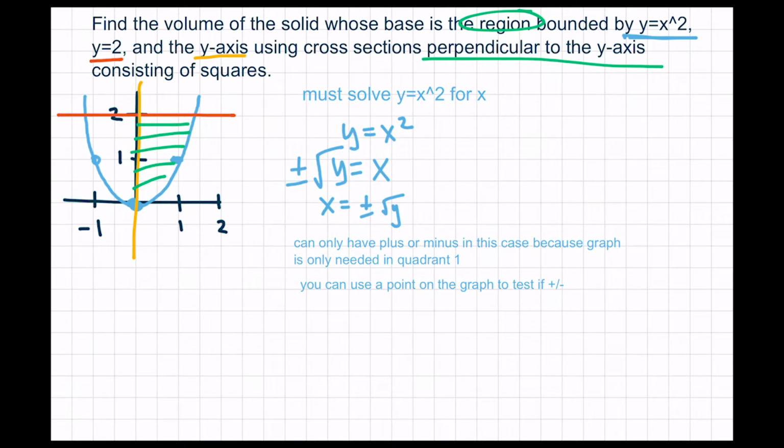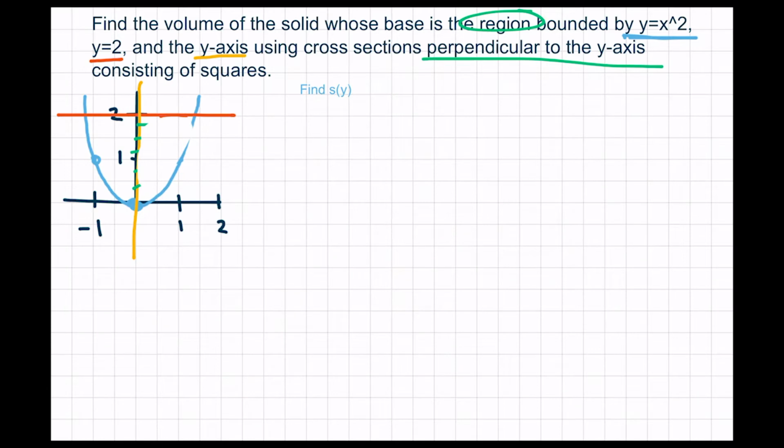So since it's in quadrant 1 where all values are positive, x is equal to positive square root of y. However, another way you can test this is by plugging in a point on the graph and testing to see if it's plus or minus. So using the point (1, 1), I am plugging in x equals 1 equals plus or minus square root of 1. So the only way for 1 to equal square root of 1 is if it's positive. So therefore, x equals positive square root of y.